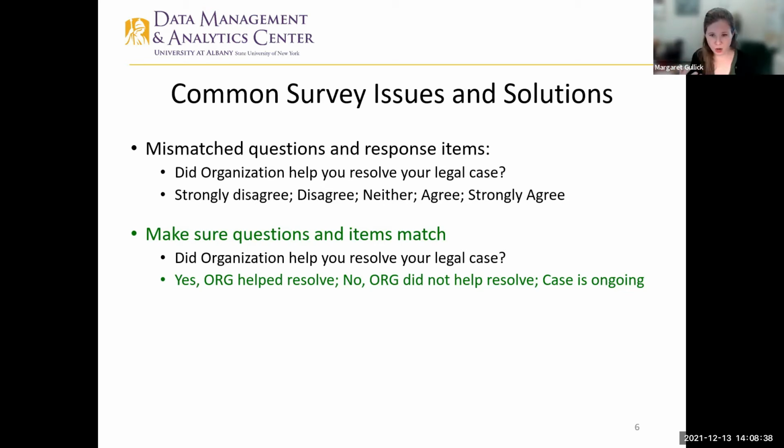Because in this case, we know these cases probably often aren't done within 6 months. You might know that every single time this is going to be done within 6 months, so I don't need that third option. So in this case, yes, they helped, no, they didn't help, or case is ongoing. And that makes sure that the question and the items that they're selecting from the answer options actually match with each other.